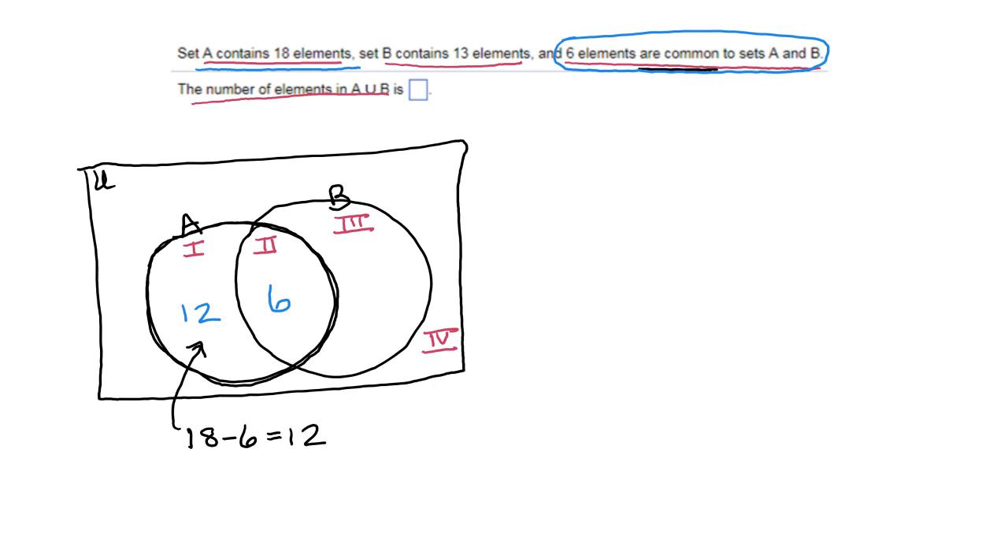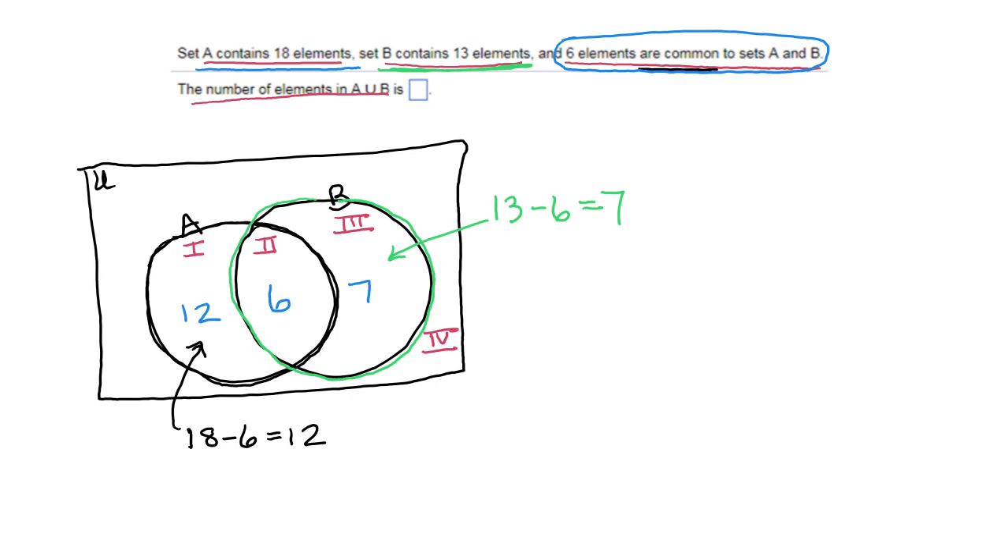Now focusing on B, and let me make that a different color here. So we're going to take a look at set B. Set B has 13 elements in total. So I will take the number 13, subtract the 6 that is in common, and that leaves me 7 elements in region 3. And if we want to check on that, we can say set B is created by region 2 plus region 3. So 6 plus 7 will give me a total of 13 elements.